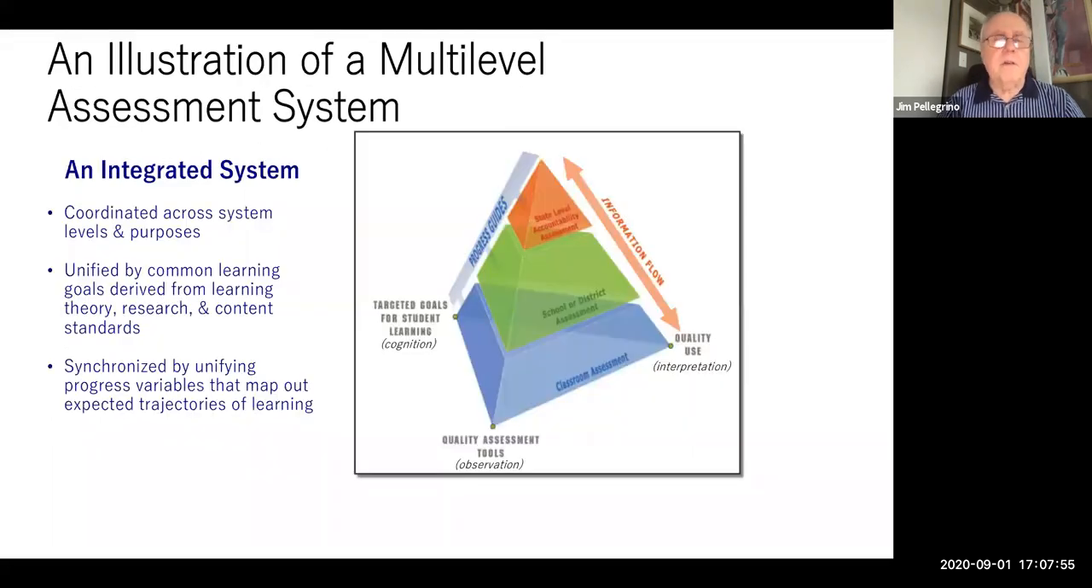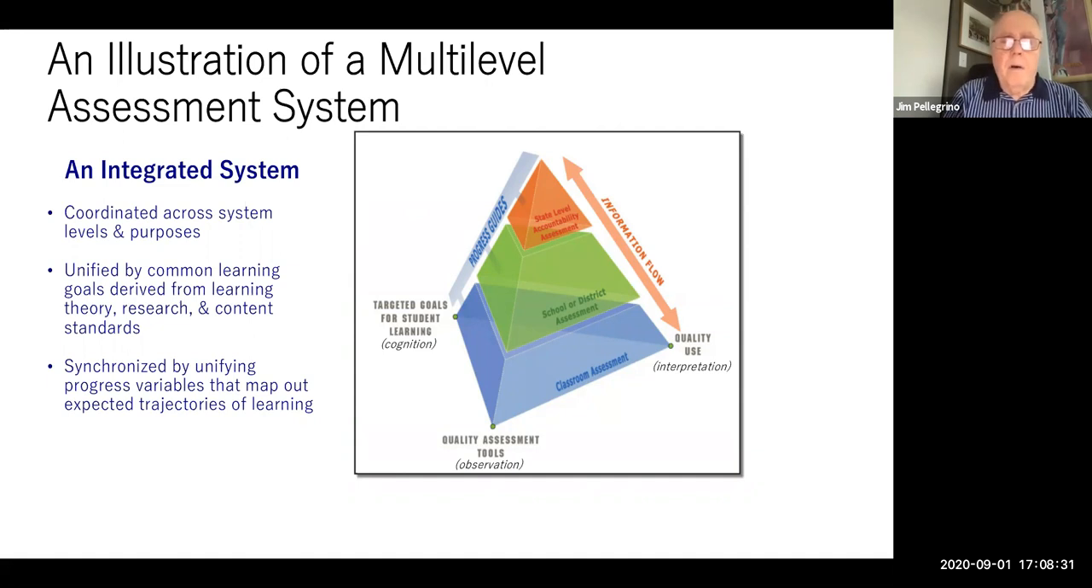So here's an illustration of what a multi-level system might look like. It reflects an idyllic situation. Oftentimes we see in the United States that we have assessment at 3 levels. We have assessment at the base of this pyramid at the classroom level. A classroom assessment is far more extensive than assessment that occurs at the next level up, which is the district level. And at the top of the pyramid is what we have at the state or maybe national level.